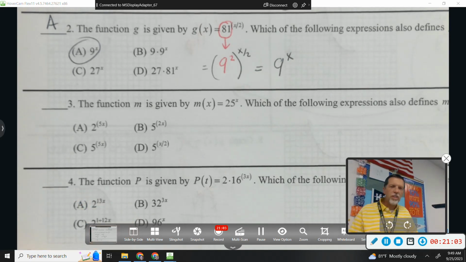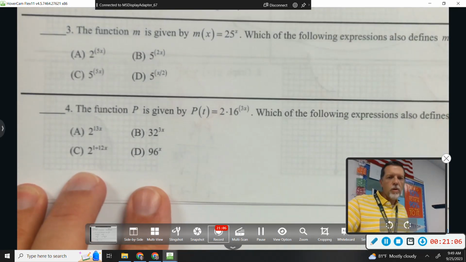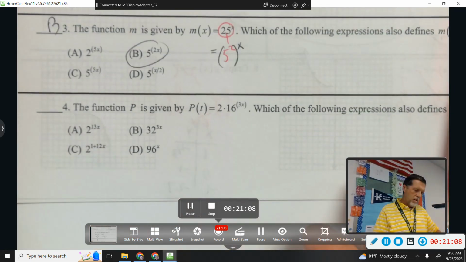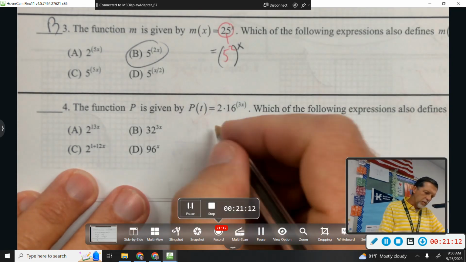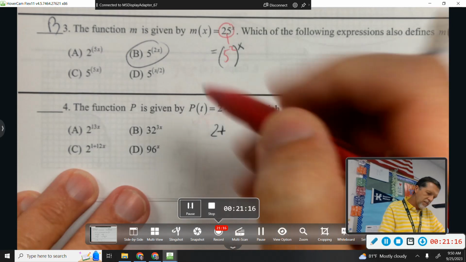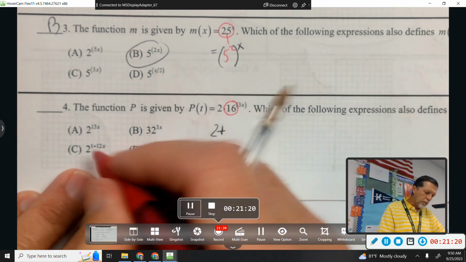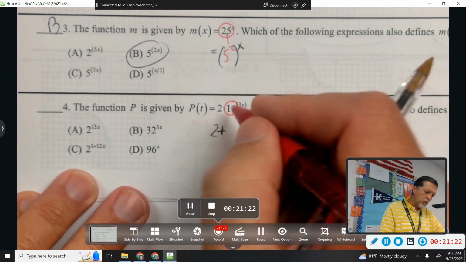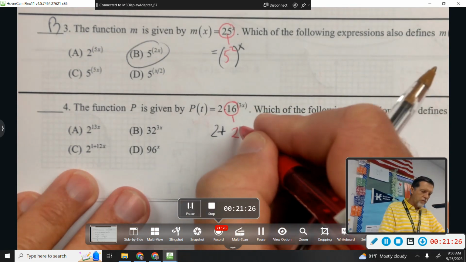Why don't you try 3 and 4? Similar questions. You try 3 and 4. 4 looks a little bit weird, but if I rewrite 16 as, I could write it as 4 squared, but most of my powers have 2 on them, so I'd rather write it as 2 to the 4th.